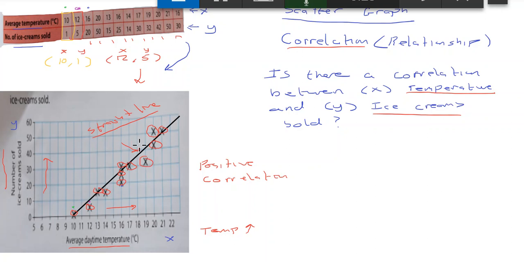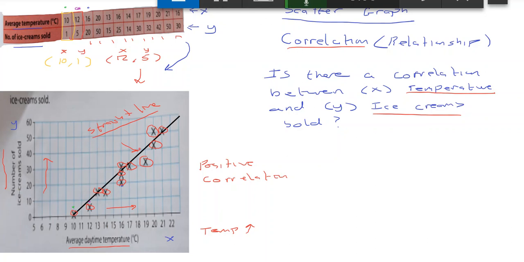Now, what we say is that the closer the points are to falling on a straight line, the stronger the correlation. So we have a positive correlation here, but if all of these points lay exactly on this straight line, then we would say that there is a very, very strong positive correlation between this variable, which is the average daytime temperature, and this variable, which is the number of ice creams sold. So the closer these points fall to this straight line, the stronger the correlation is between the two variables that you're looking at.